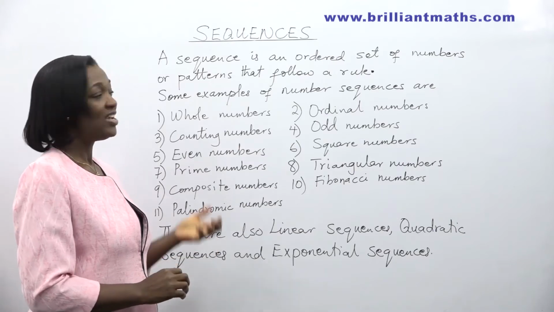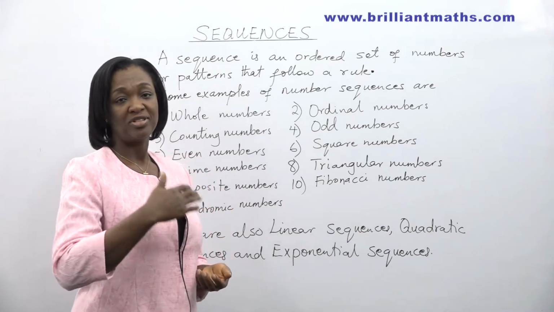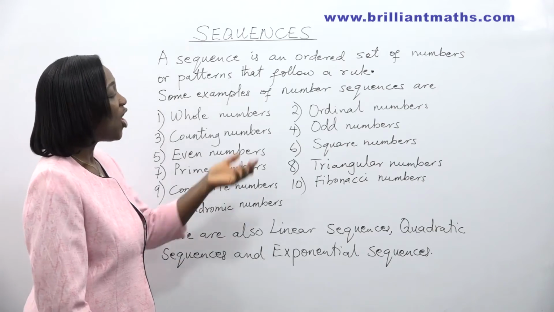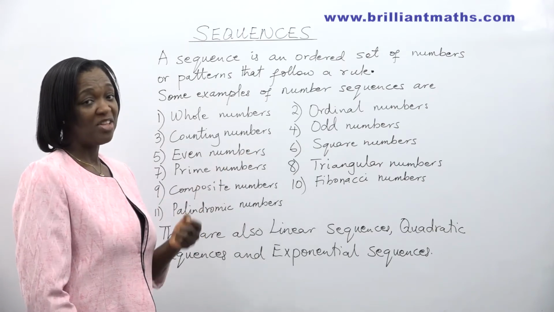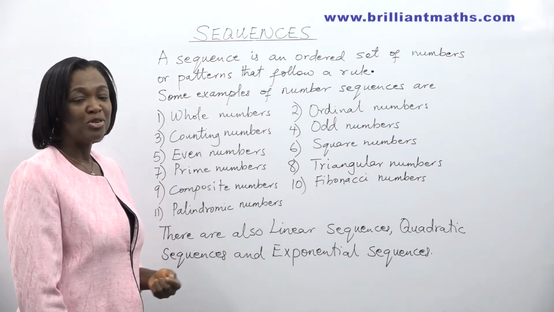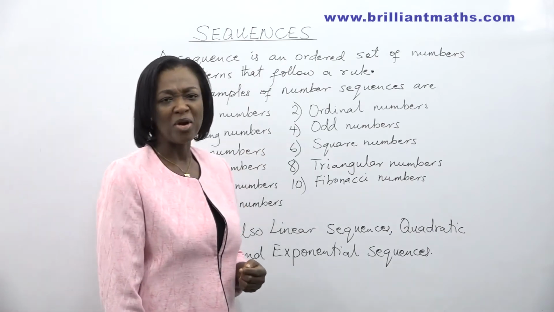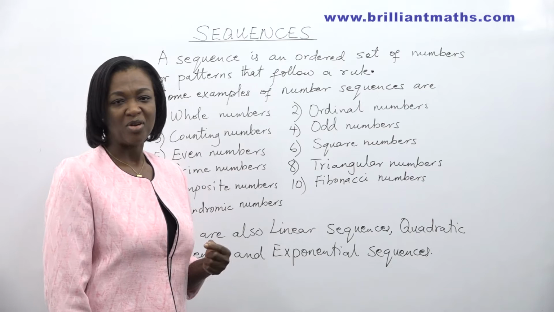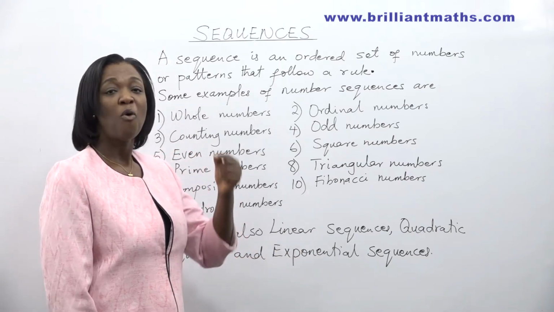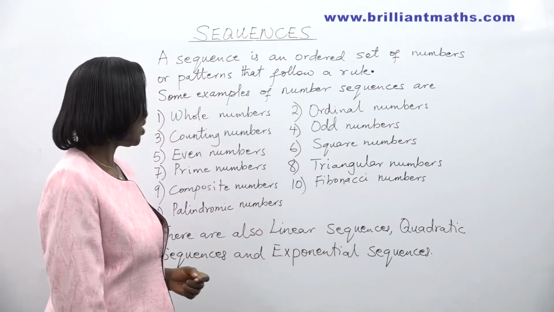So it's a sequence. Sequence of whole numbers, sequence of ordinal numbers, talking about positions, first, second, third, and so on. Counting numbers, odd numbers, 1, 3, 5, sequence of even numbers, 2, 4, 6, 8, and so on. Sequence of square numbers, 1 times 1 is 1, 2 times 2 is 4, 3 times 3 is 9. So 1, 4, 9, 16, 25, and so on.